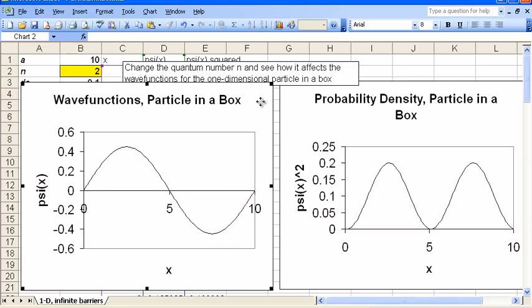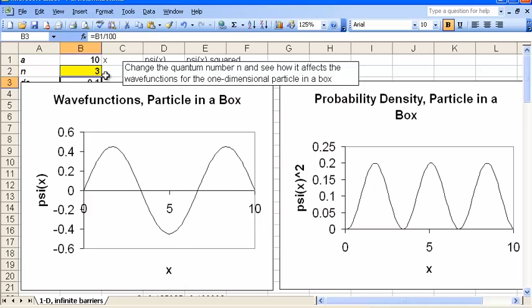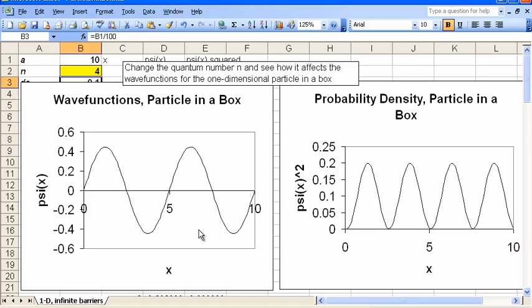Okay, let's look at n equal 3. And I'll post this on the Blackboard site so you can play around with it if you want. Here's n equal 3, starts at 0, it has to start at 0, goes up, 1 node, 2 nodes, and goes back down. If we square that, here's the probability density, 2 places where the probability is 0, absolutely sure you're not going to find the particle there. And let's say n equal 4. All right, here's the n equal 4, and so on.